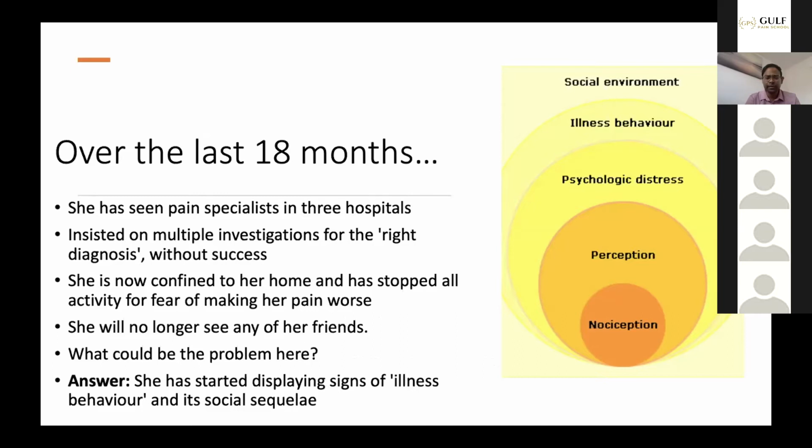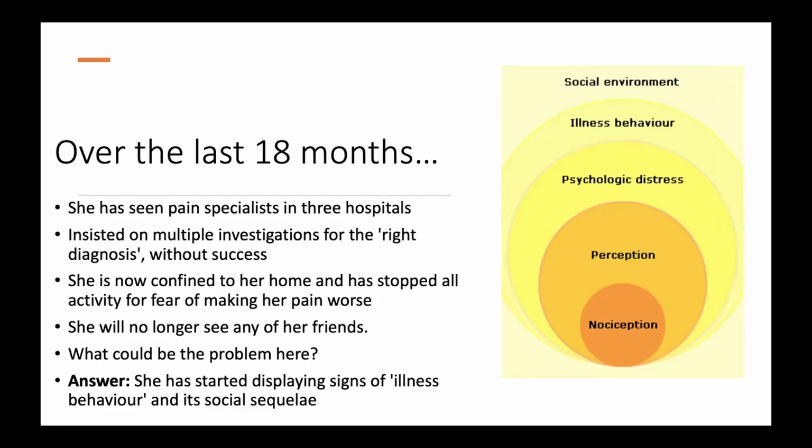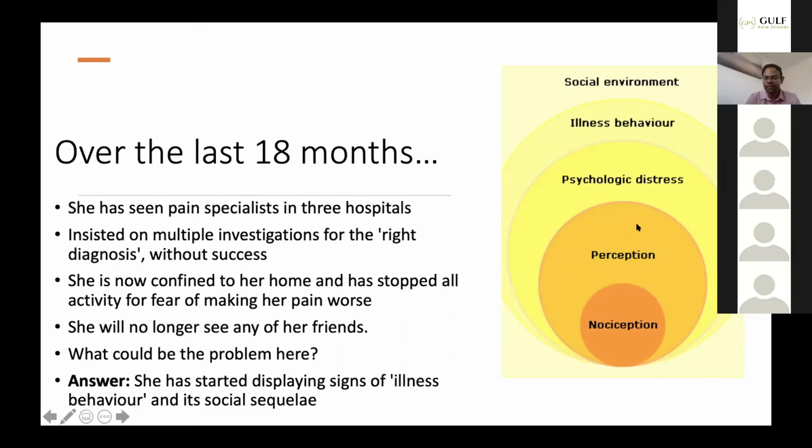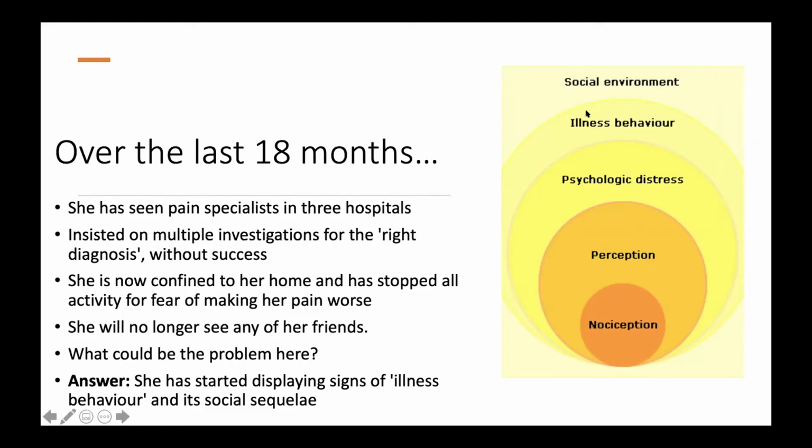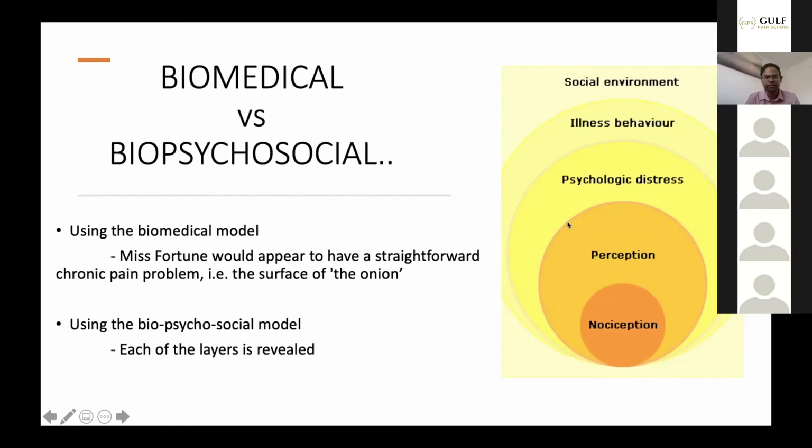So the problem here is she's displaying illness behavior. She had pain, she perceived it, she had some psychological problems. Now even her behavior has changed. She doesn't want to make as many movements or see as many friends. And because of a change in behavior, her social circle has changed. She's not got many friends, she's staying away from her friends.